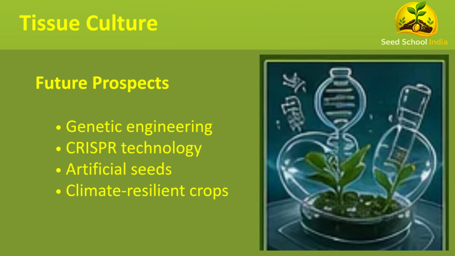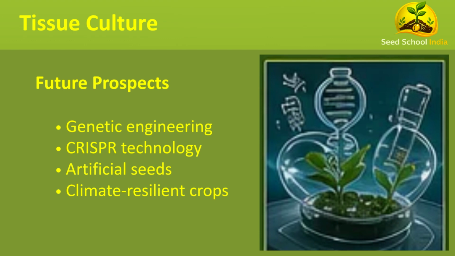The future of tissue culture is extremely promising and closely linked with advanced technologies in plant science. With the integration of genetic engineering and genome editing tools like CRISPR, tissue culture is becoming a powerful platform for developing improved crop varieties. In the coming years, we can expect the development of crops that are drought-tolerant, disease-resistant, high-yielding, and climate-resilient. Another exciting area is synthetic seed technology, where artificial seeds are produced using somatic embryos. Automation and bioreactor systems are also being developed to scale up production and reduce costs.